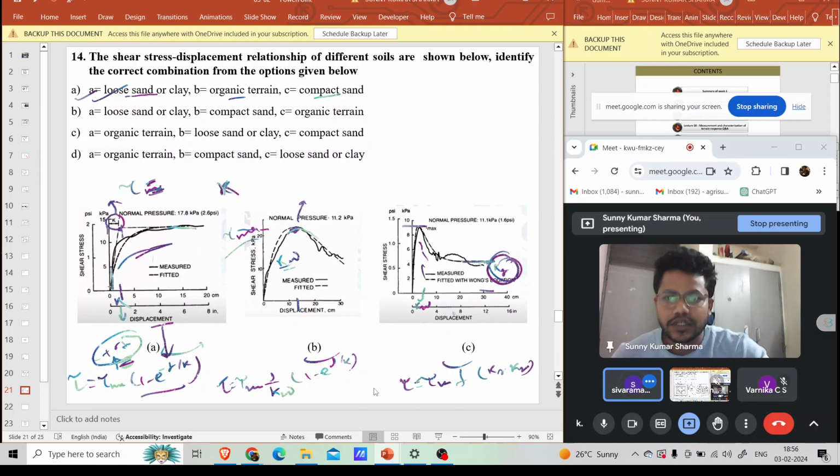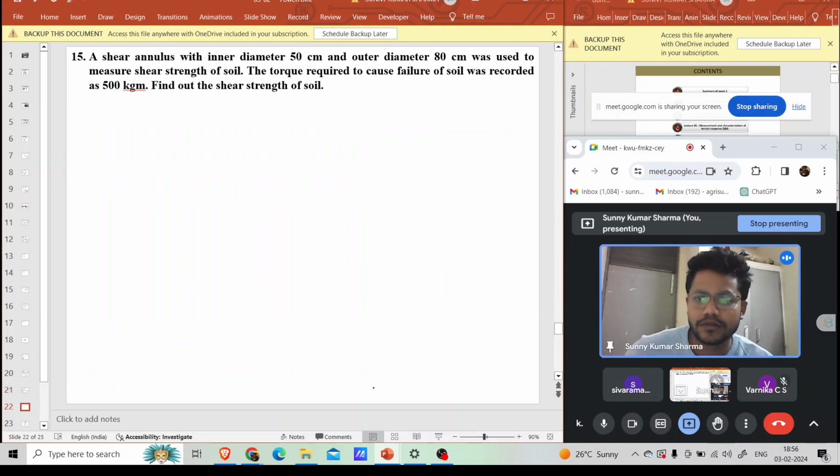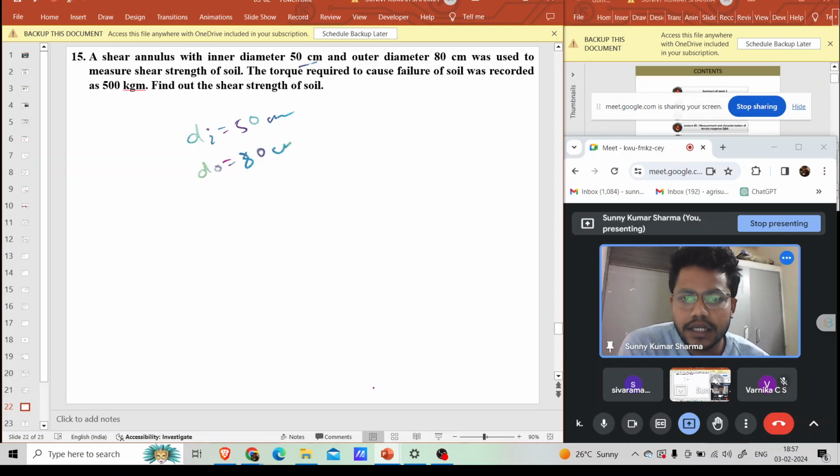So coming to the next question, this you have to solve. This was there in the NPTEL also. A shear annulus with inner diameter DI of 50 centimeter, outer diameter DO of 80 centimeter. Torque required is given, T equal to 500 kg. You have to calculate the shear strength, tau F.